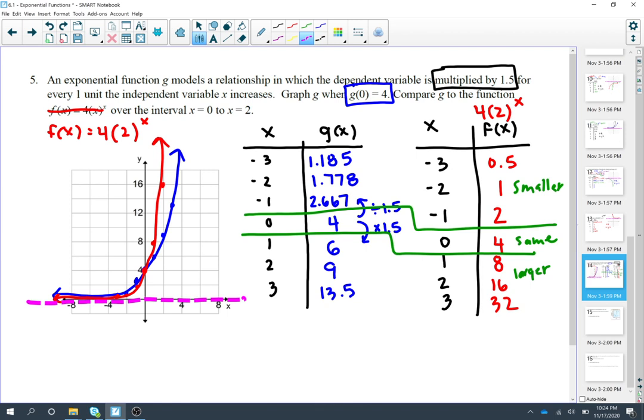But it says to compare. So essentially what we did over here on your table, that's a little easier to compare than it is graphically because it's really hard to see that goes underneath there. But I would say on the interval from x equals 0 to 2, well, at 0, they have the same value. So at 0, same value. And then above 0, on 1 and 2, I would say that g of x has smaller values, whereas f of x has larger values.